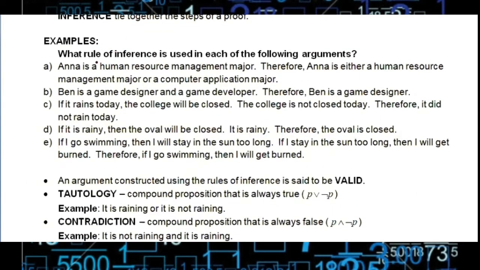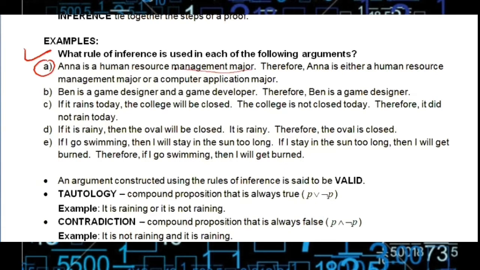Exercise. What rule of inference is used in each of the following arguments? Letter A. Anna is a human resource management major. Therefore, Anna is either a human resource management major or a computer application major. So we have different rules of inference, so you need to recall. First thing first, we need to translate this into symbol.